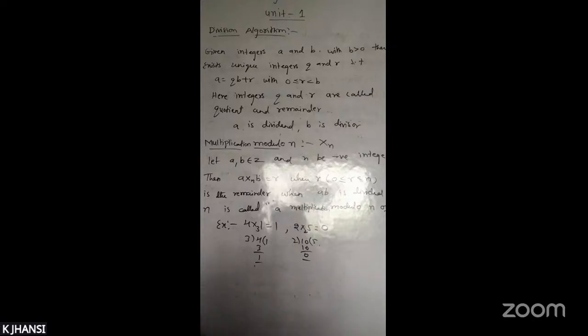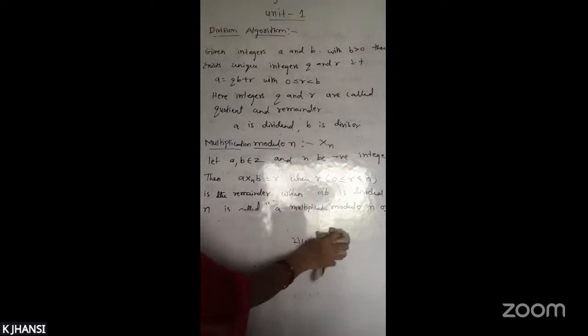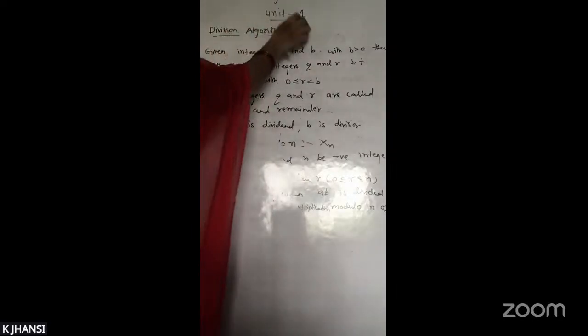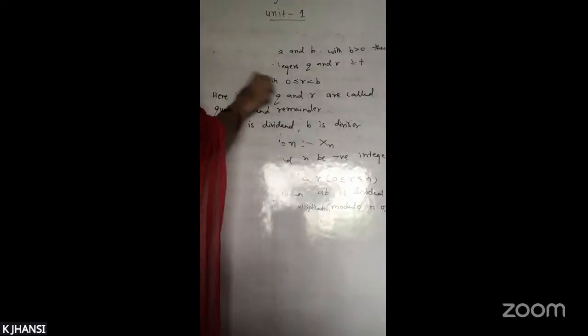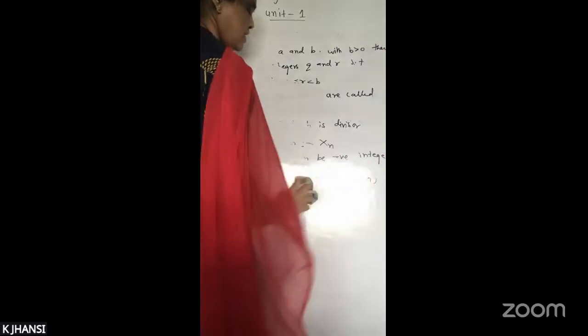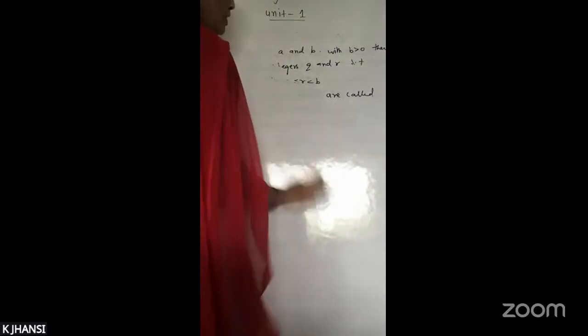Okay. The last concept in this is congruent modulo. This is also very important. So by this we'll complete unit 1, and tomorrow we'll start unit 2. So just one last topic we have, congruent modulo.